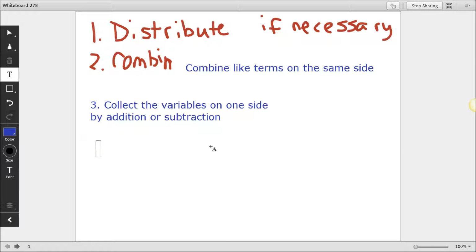And once you get here, I'm not going to write step 4 out. I'm just going to tell you what it is. Step 4 is to solve one or two-step equation. So that is all the rules.